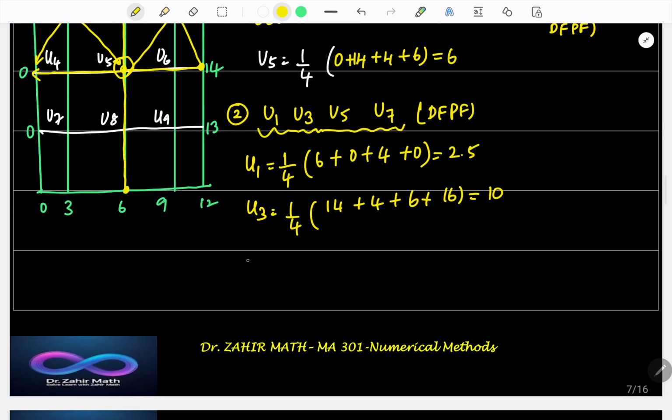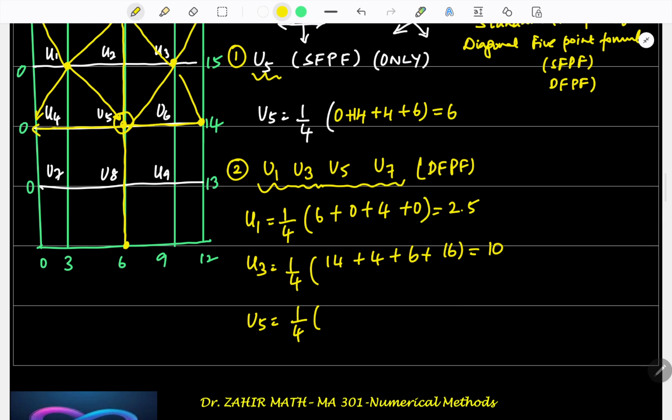Right. Next I'm going to calculate u5, sorry, u5 is already calculated. So we're going to calculate what? u7. Right. We are going to calculate u7. So which is 1 by 4. This is your u7. So this side and this side and this one and this one. Diagonal 5-point formula. So which is 0 plus 6. Right. 0 plus 6 plus 6 plus 0, which is equal to 3.